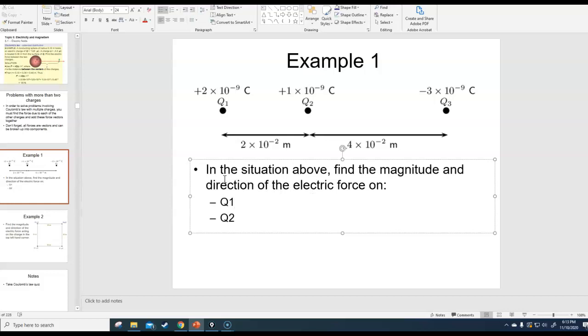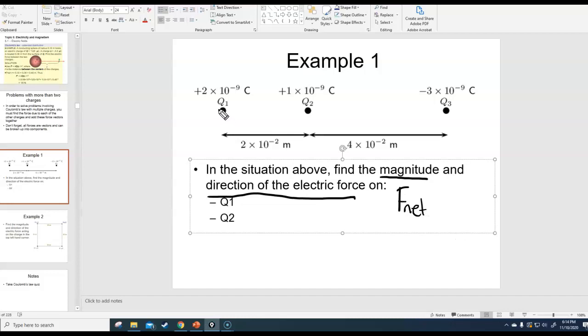Here it says, in the situation above, find the magnitude and direction of the electrical force on, let's start with Q1. Q1 is out here, on the far left. There's 2 point charges nearby, Q2 and Q3. Each of these 2 point charges is going to put its own force on Q1. So when it says find the magnitude and direction of the electrical force, there's two electrical forces, one from each of the other two charges. So what it's talking about here is the net electrical force.